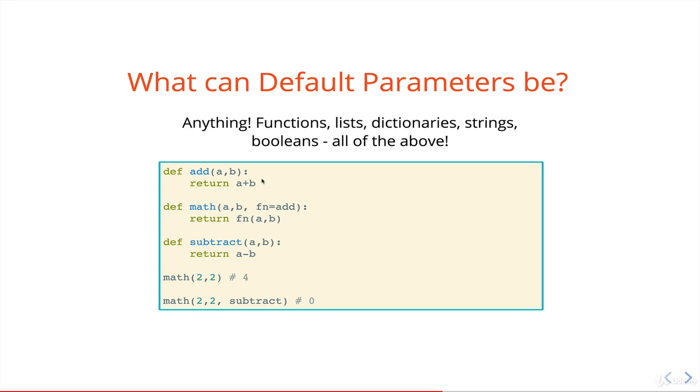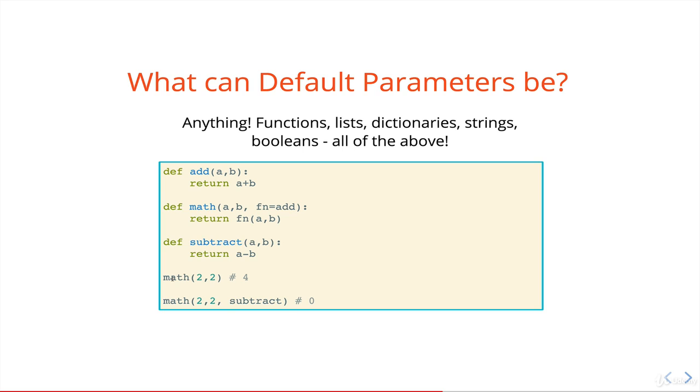But if we look at what we have, first up, there's a function called add, no default parameters, it just takes 2 numbers and adds them together. Same thing with subtract, which just takes 2 numbers and subtracts a minus b. But then we have this one called math. And math takes 2 numbers, a and b, and something called fn, which is going to be a function. And it defaults to add. And what happens here, inside of math, it just takes whatever the function is that's passed in, and it executes it with a and b.